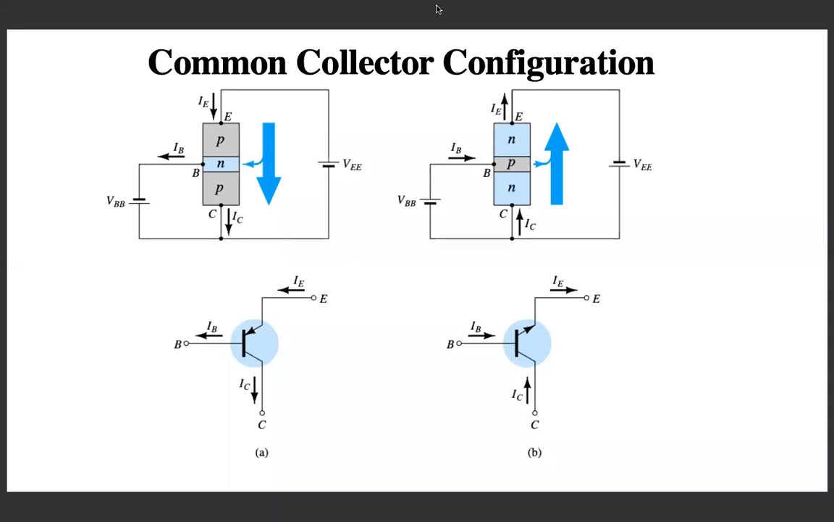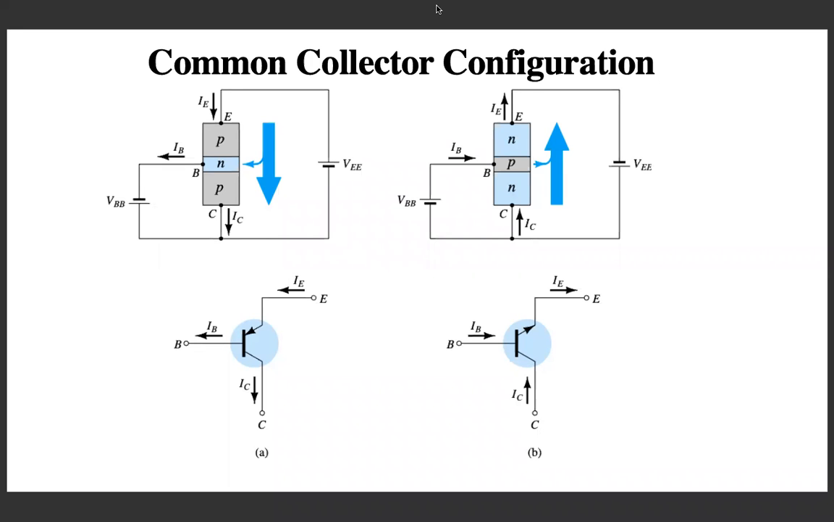So in the last two classes, we have discussed the common base configuration and common emitter configuration of the transistor. We discussed their input and output characteristics, the relationship between the voltage and current parameters on the input side as well as output side. And in this lecture, we will discuss the last configuration of the transistor, that is common collector configuration.